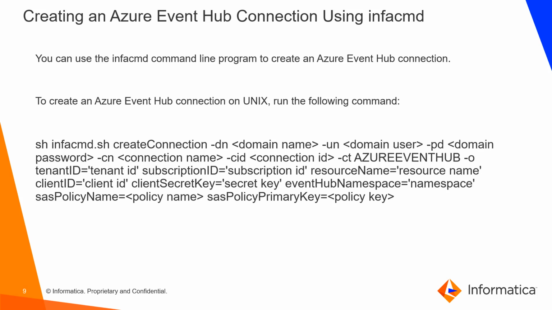It is also possible to create a connection from infacmd using the command shown on the screen, where the command is infacmd.sh create connection, followed by the domain, username, password, and the connection name. You have to specify all the prerequisites we were talking about on the earlier slide: the tenant ID, the subscription ID, the resource name, and the Event Hub namespace details.